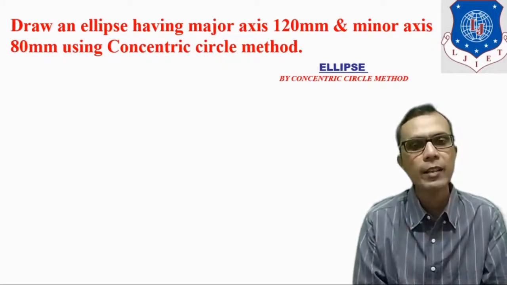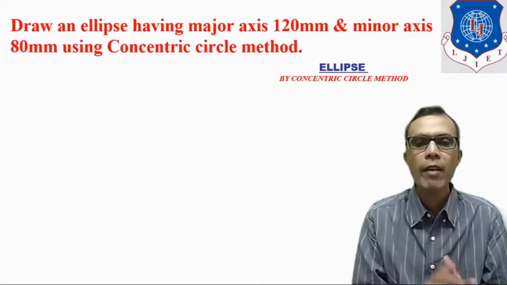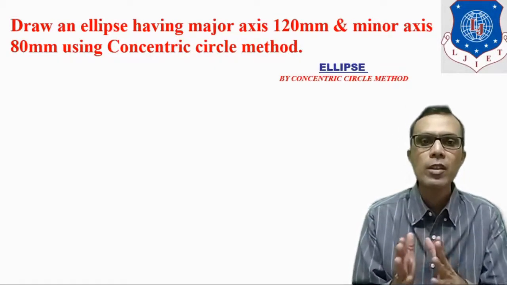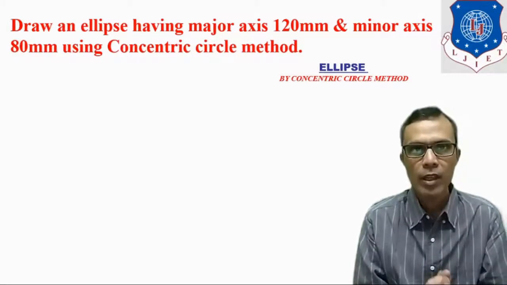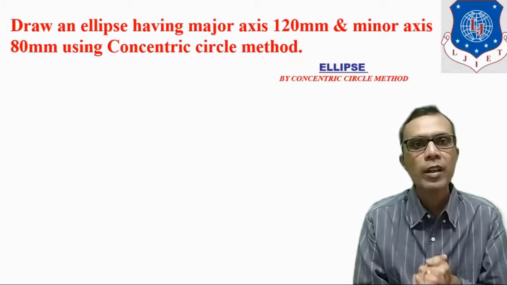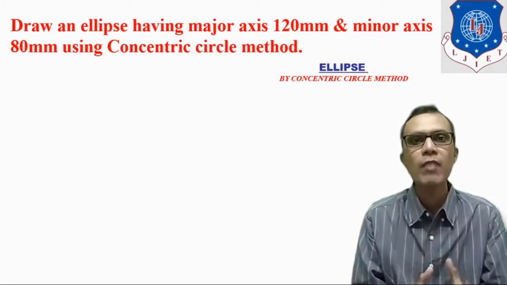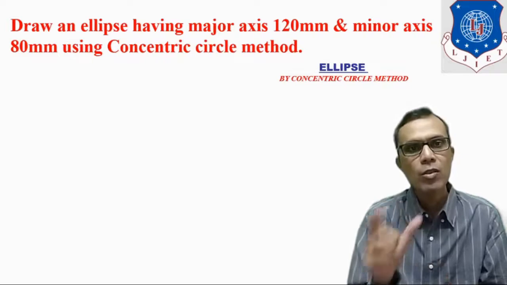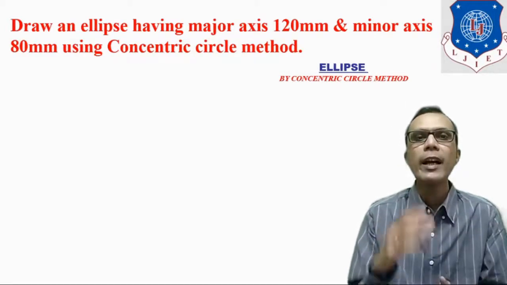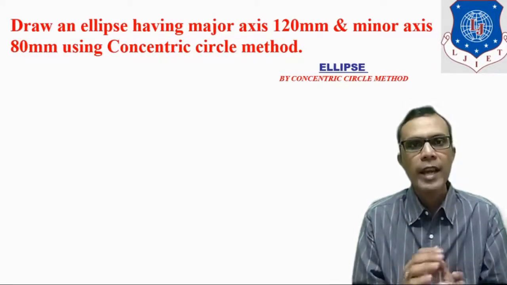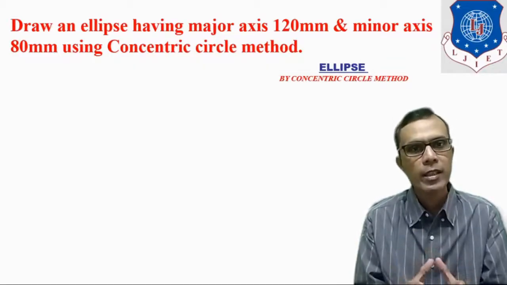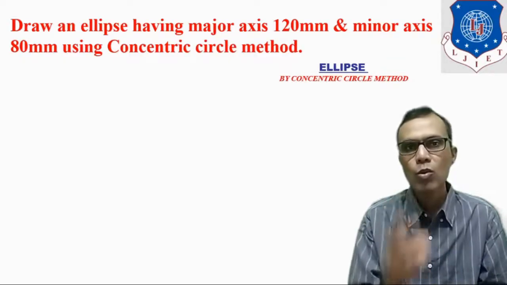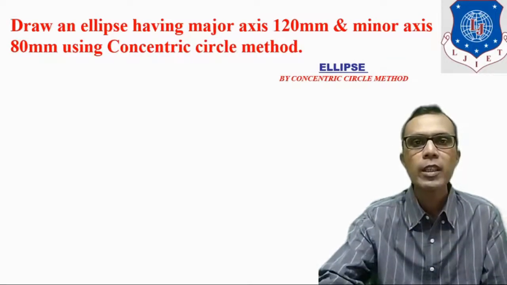See the given data. Draw an ellipse having major axis 120 mm and minor axis 80 mm using concentric circle method. We know that concentric circle means more than one circle having a common center point. Here, the dimension of major axis is the diameter of the larger circle, and the dimension of minor axis is the diameter of the smaller circle. So we are going to use two concentric circles to draw the given ellipse.